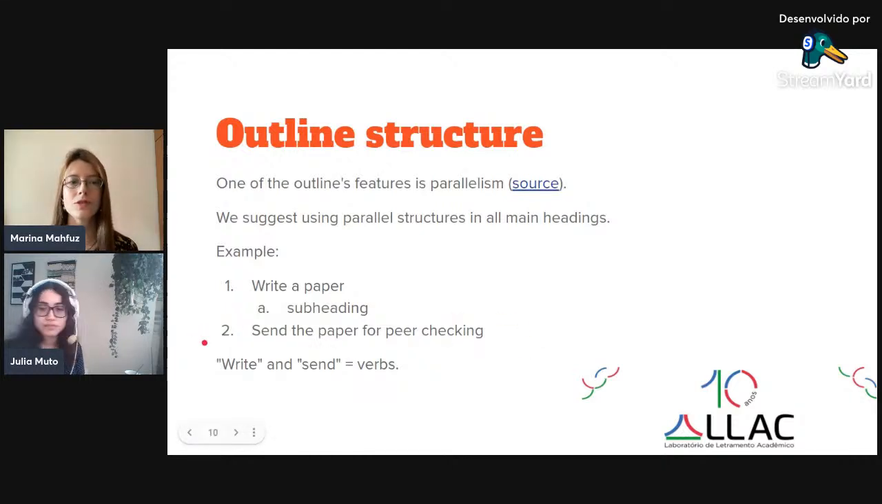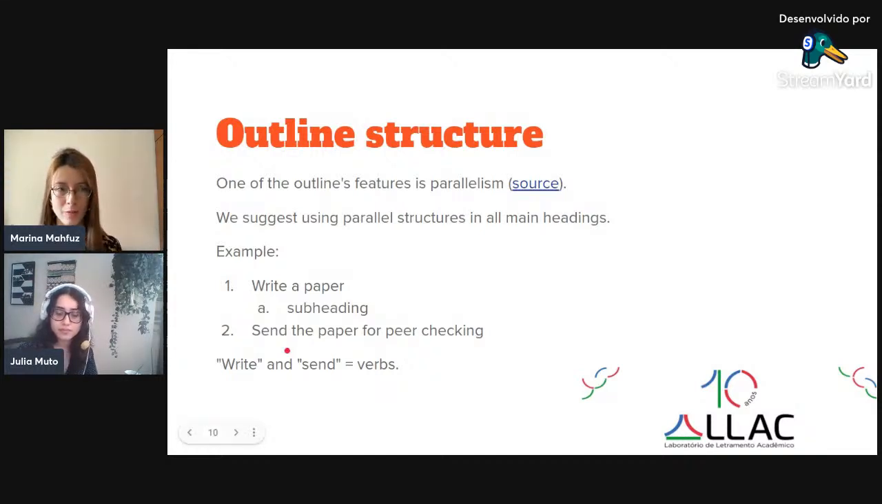You see how I used the same structure. Write and send are both verbs. So this is parallelism. If you use the main topics with the same expressions or the same verbs, it's going to help you to organize information. So first, write a paper, then send the paper for peer checking, then wait for grading, send it to editors. So see, always use the same structure. Yes, sometimes the structure is given. We'll show examples. But let's move on to the coordination.